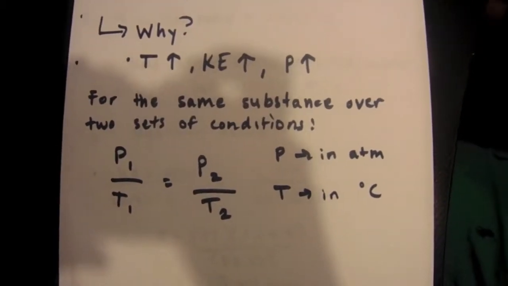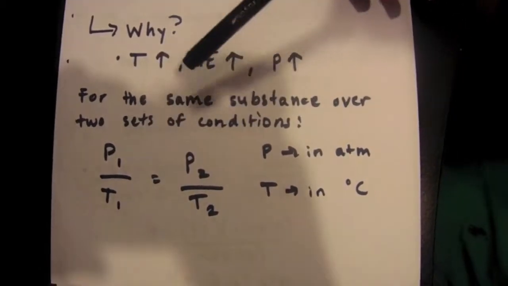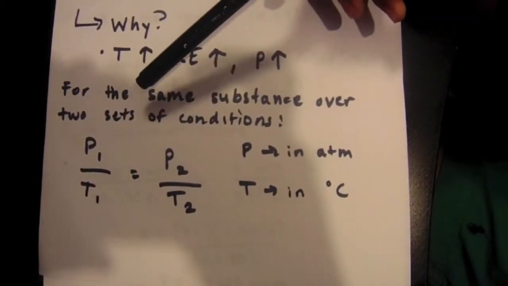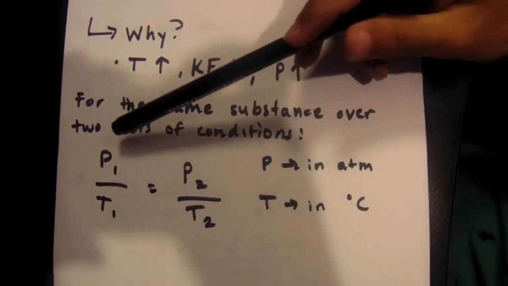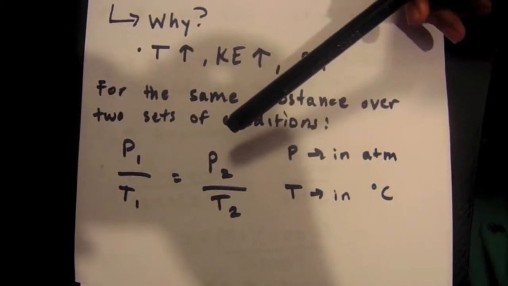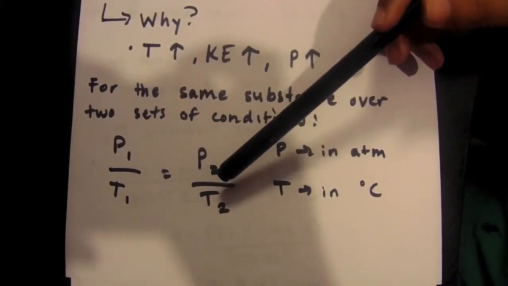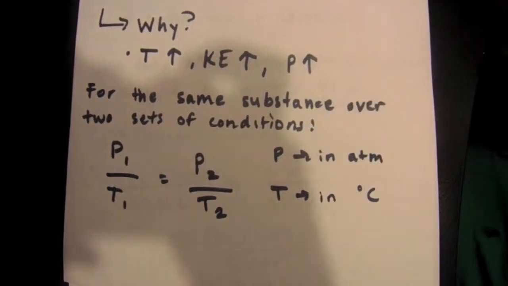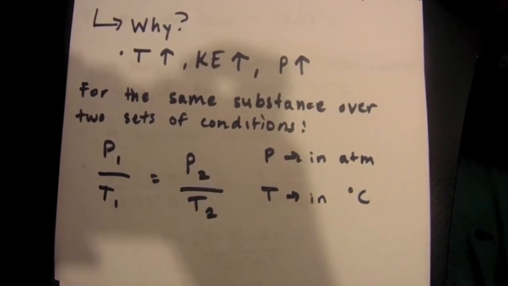So what Gay-Lussac was able to do is come up with this formula. So for the same substance over two sets of conditions, the initial pressure over the initial temperature equals the final pressure over the final temperature. In this experiment, we use the pressure in atmospheres and the temperature in degrees Celsius.